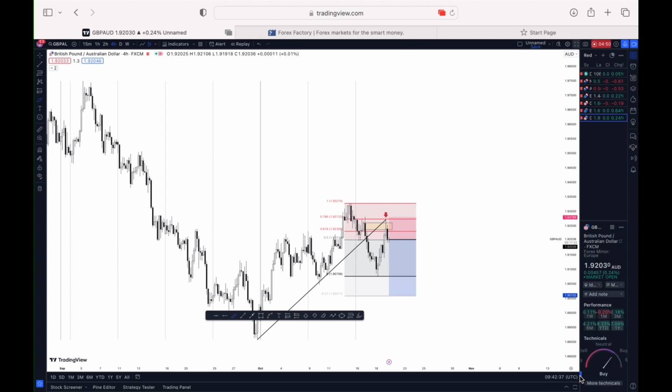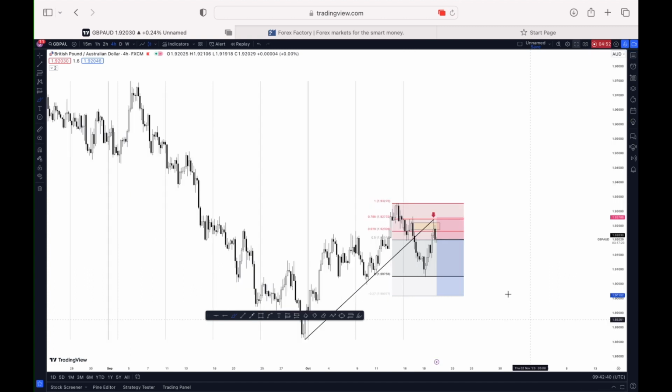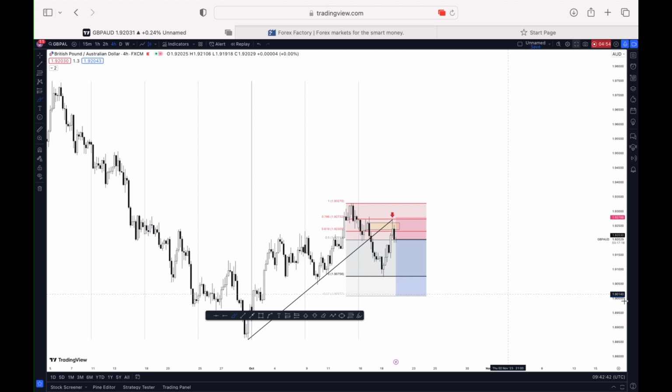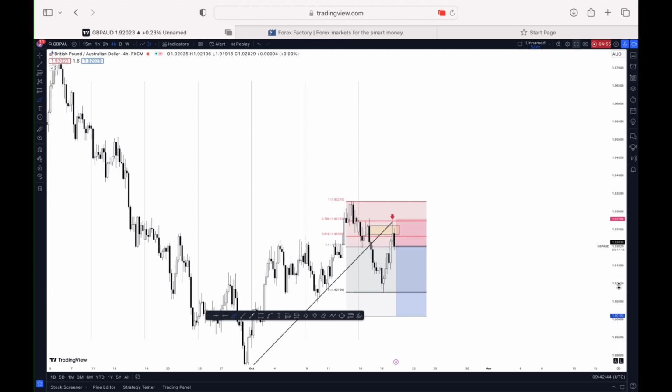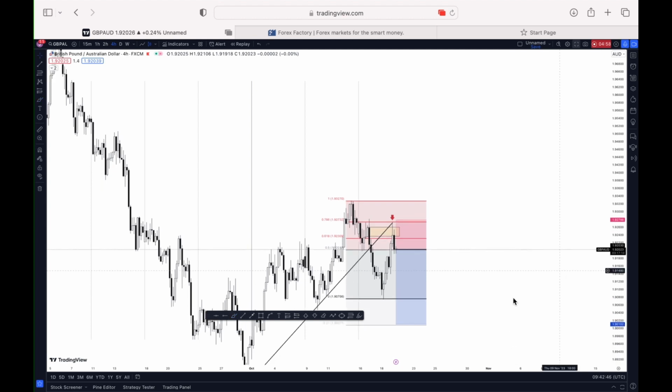So this is my chart on GBP USD. This is my analysis on GBP USD.